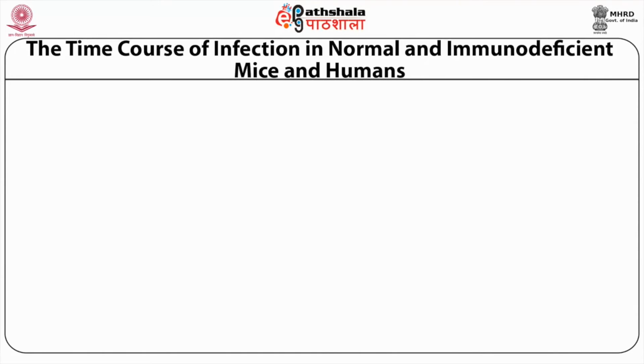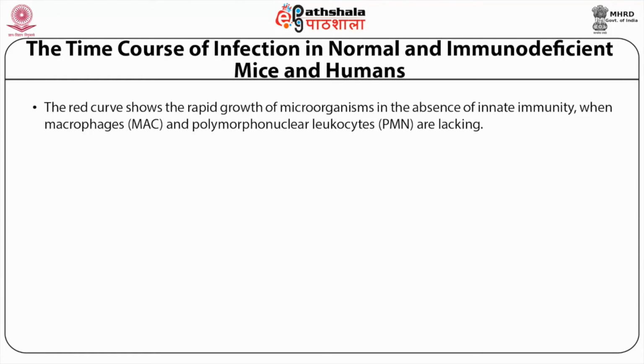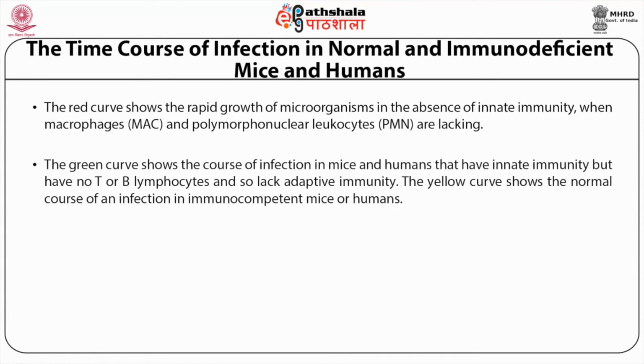It is necessary to compare the time course of infection in normal and immunodeficient animals. Here, the red curve shows the rapid growth of microorganisms in the absence of innate immunity when macrophages and polymorphonuclear leukocytes are lacking. The green curve shows the course of infection in mice and humans that have innate immunity but have no T or B lymphocytes and so lack adaptive immunity. The yellow curve shows the normal course of infection in immunocompetent mice or humans.